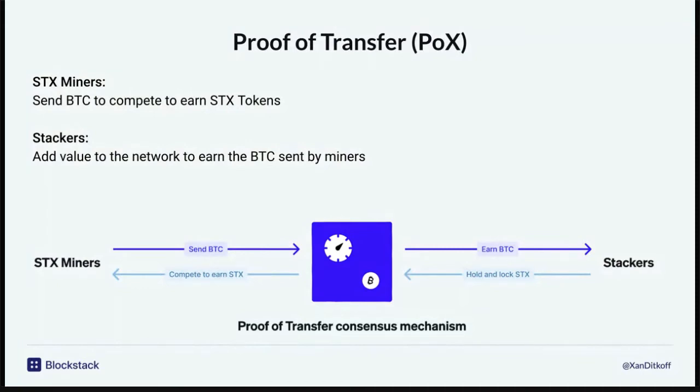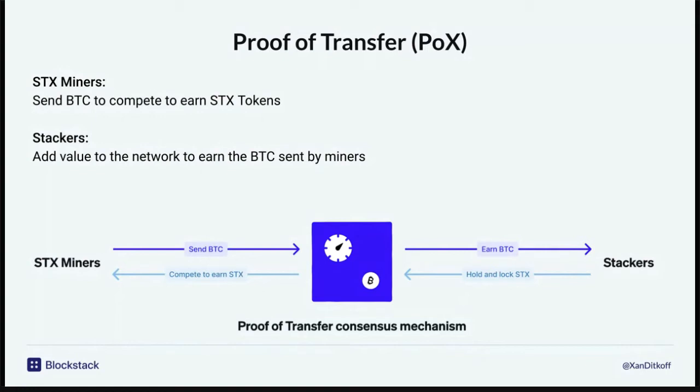STX miners send or pay Bitcoin to the protocol in order to compete to earn Stacks tokens. So miners send Bitcoin, earn Stacks tokens. Stackers add value to the network and lock up their tokens and receive Bitcoin as a result. It's the same Bitcoin that's been sent by the miners. The protocol forwards it on.